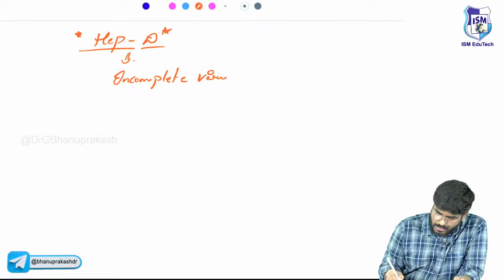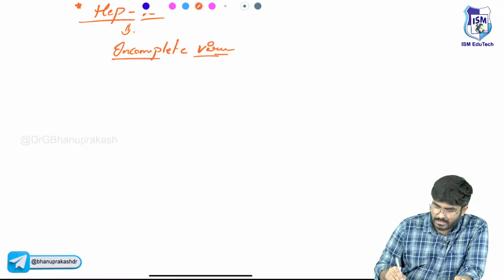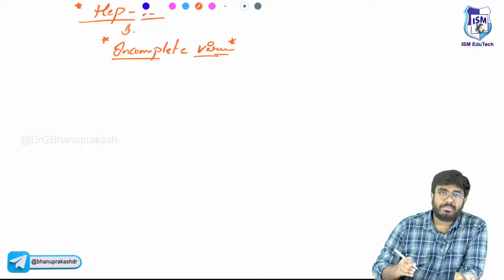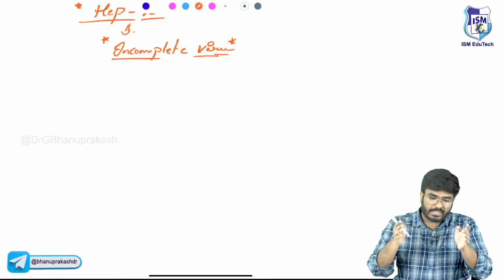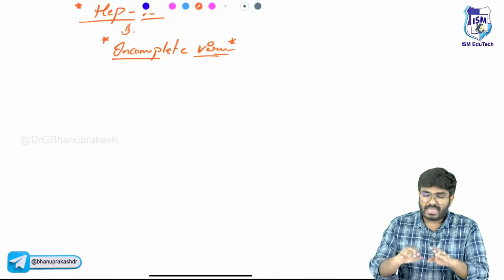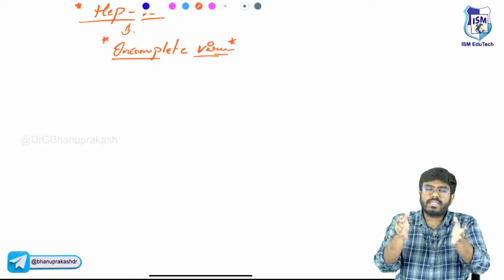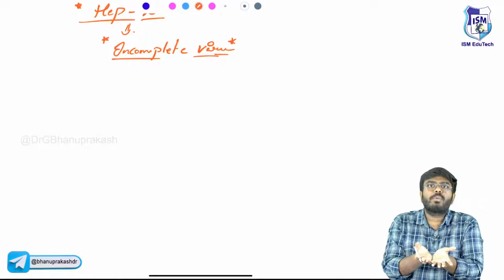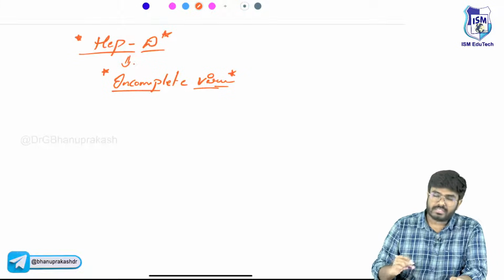Incomplete virus. What I mean by incomplete virus is that it cannot make its own capsid. This virus is lacking the gene for the production of its own envelope or capsid. That envelope cannot be produced by this hepatitis D virus.